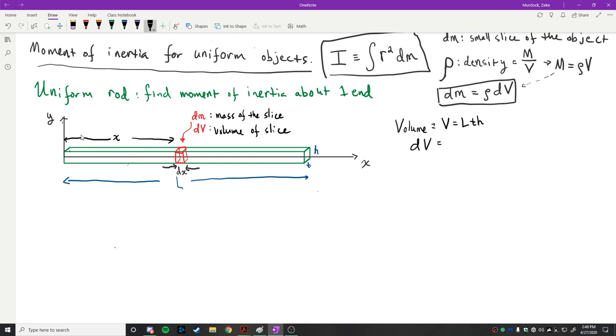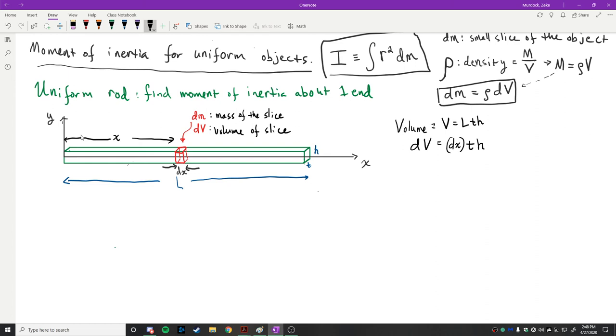What's the volume of dV? What's the volume of my slice right here? Well, the slice has a thickness dx, and then it has the same other dimensions, t and h, right? Yeah, t h dx, exactly. That's the volume of the slice, okay?